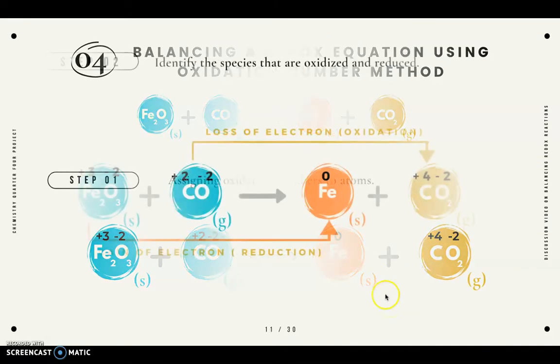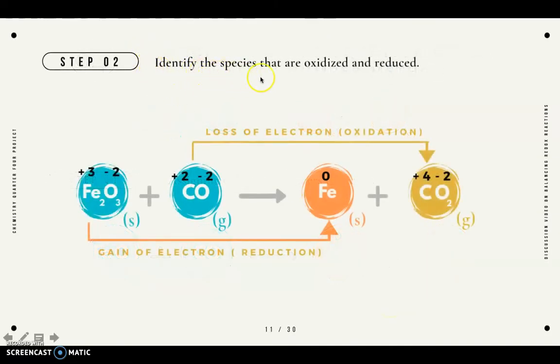Next, step 2. Identify the species that are oxidized and reduced. We can do this by looking at the changes in their oxidation number. For instance, we can see that iron is reduced because its oxidation number decreases from positive 3 in the reactant side to 0 in the product side. On the other hand, carbon here is oxidized since its oxidation number increases from positive 2 to positive 4.